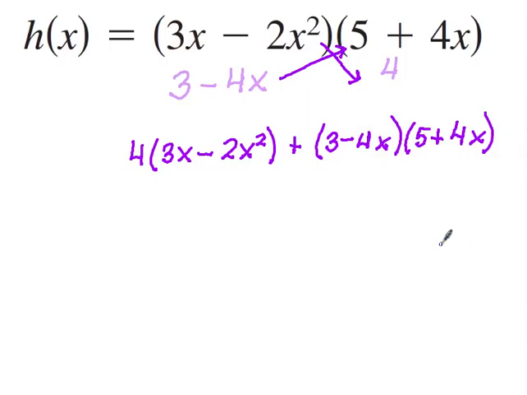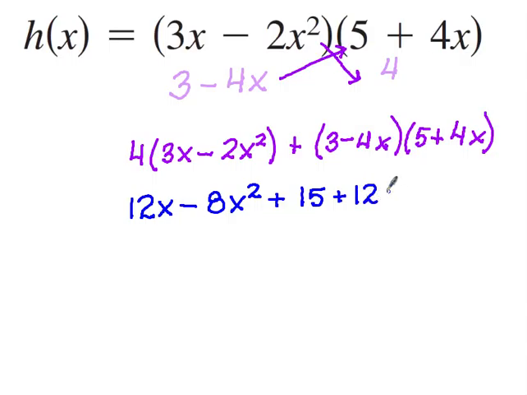So now we need to simplify. To simplify, I get 12x minus 8x squared. Plus what? Yep. Okay. Good.